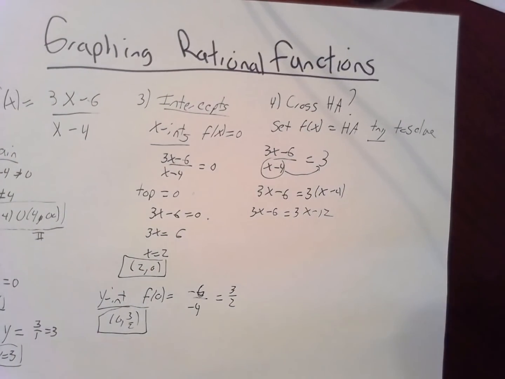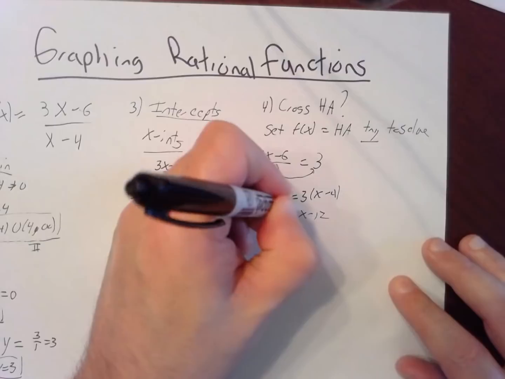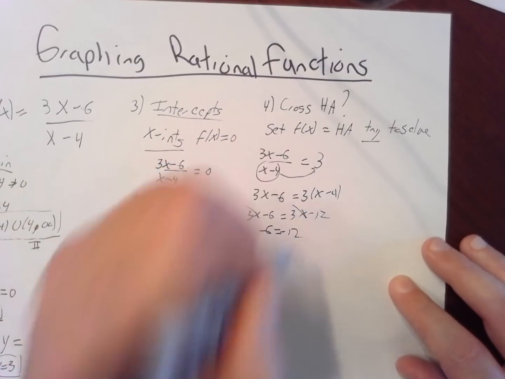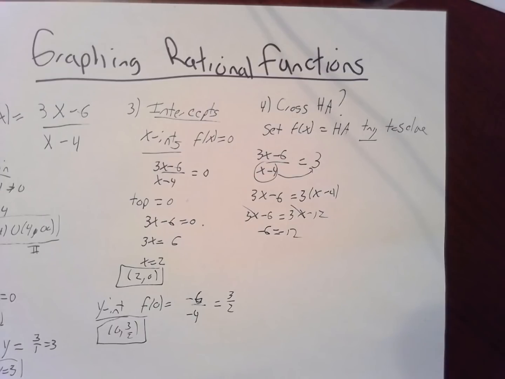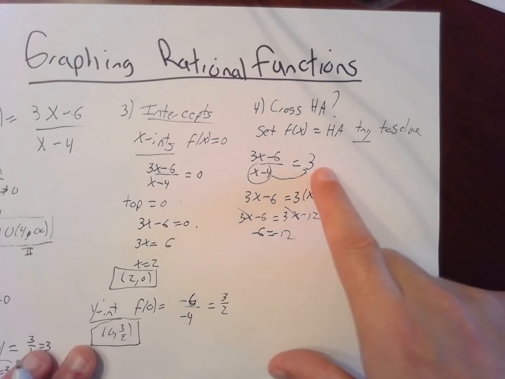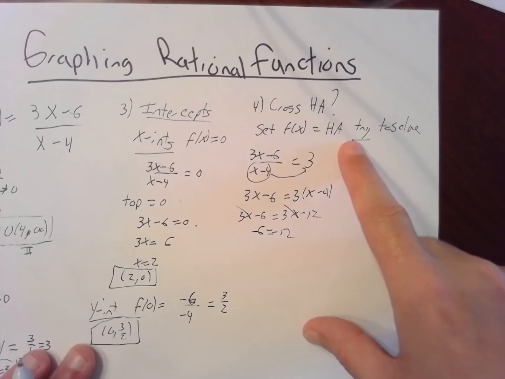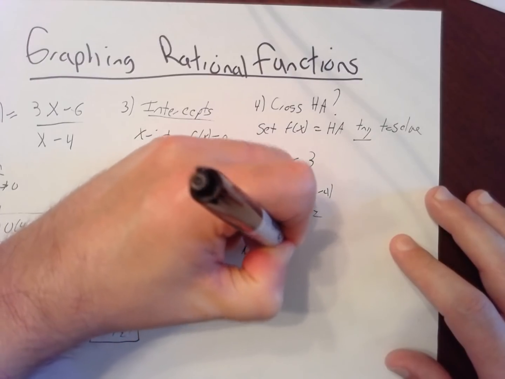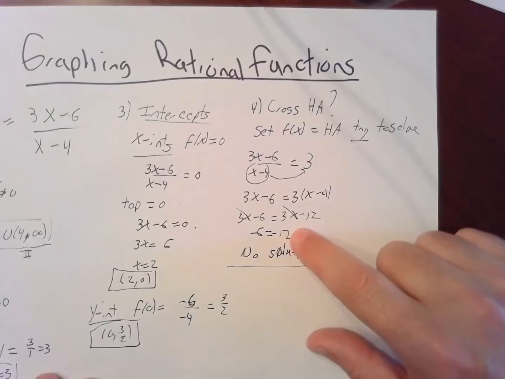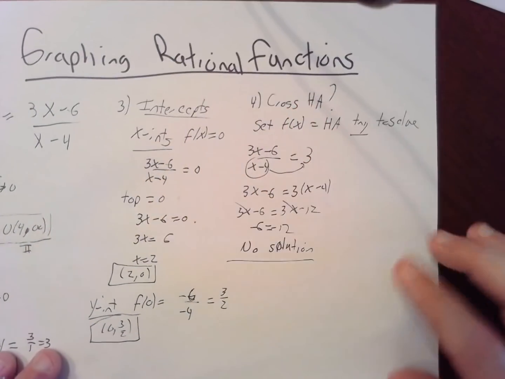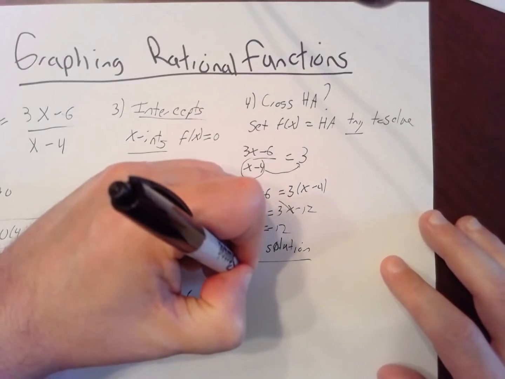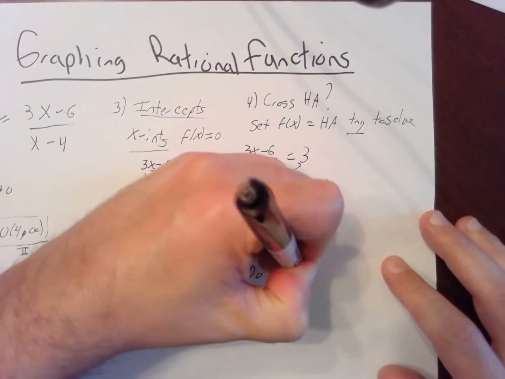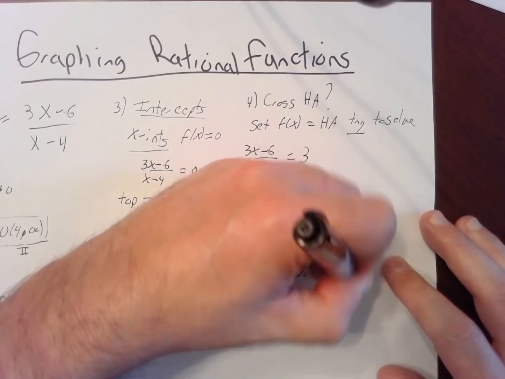Okay, solve that. Pause the video. Go ahead, solve that. Oh, something funny happened, didn't it? Those x's cancel out. I get negative 6 equals negative 12. And your first thought is, you did something wrong. No, you didn't do anything wrong. This just never equals this. I didn't say we were going to solve. I said we would try to solve. We couldn't. There's no solution. When all your x's cancel out and you get some false statement like that, that means no, we do not cross the horizontal asymptote. This was a yes or no question. The answer is we do not cross the horizontal asymptote.